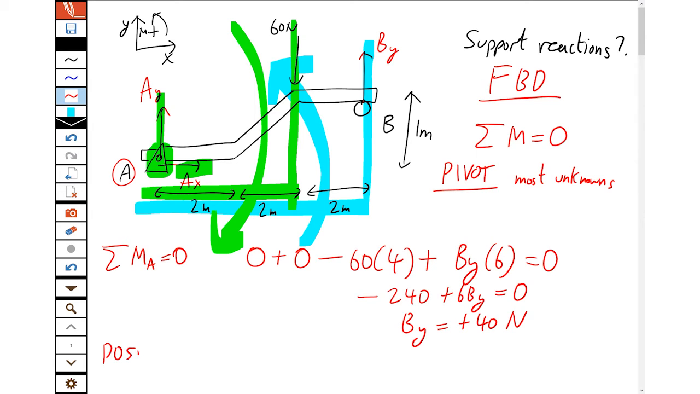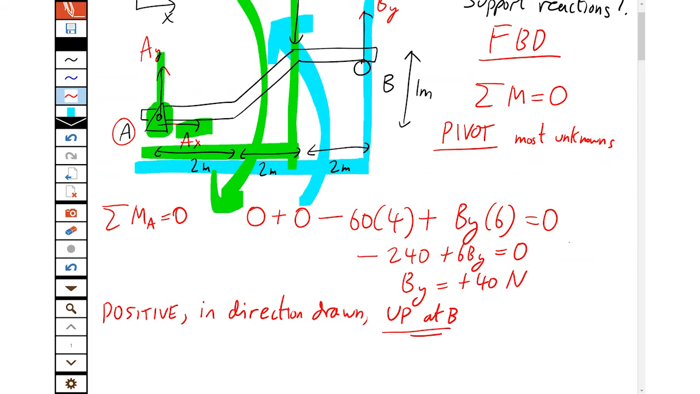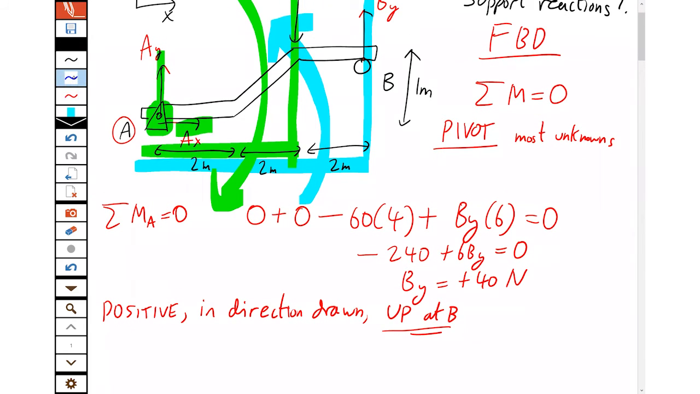That's positive, so it's in the direction drawn, up at B. That's a little habit to get into. Later on, in trusses and frames, we're going to have multi-component things. So you always want to say where this value is. We've done the moments. Next, we can do the forces.